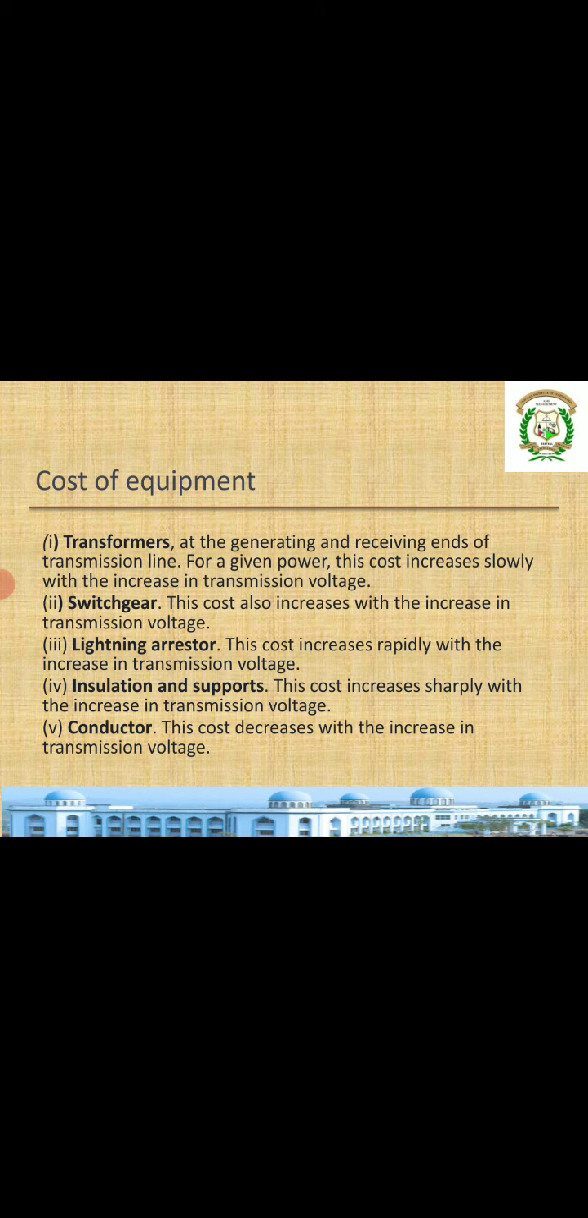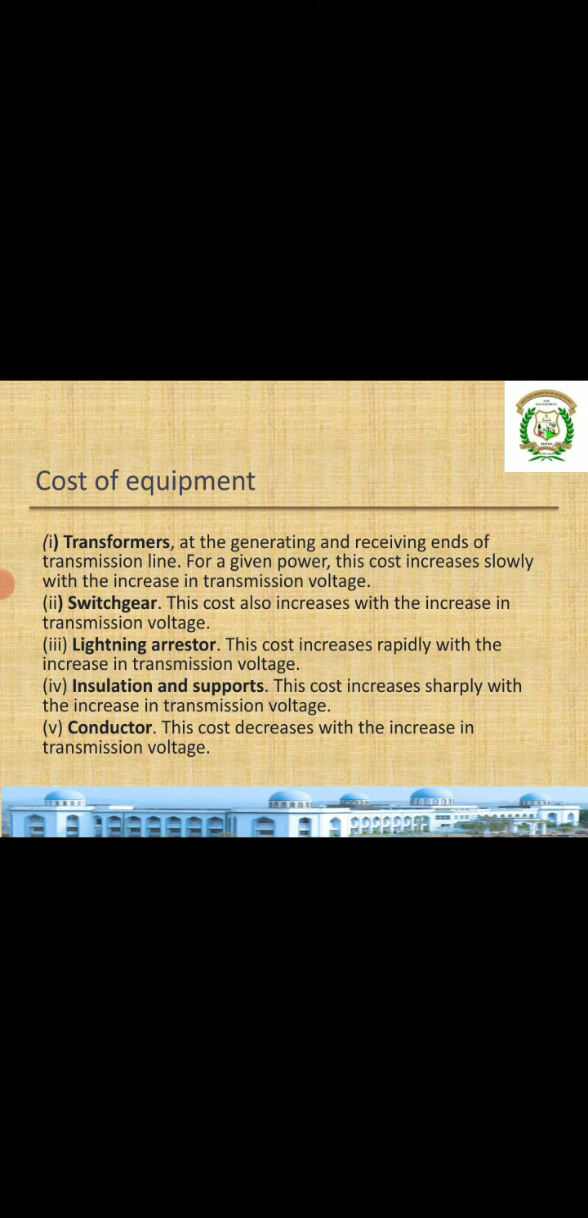Coming to switchgear, the cost also increases with the increase in the transmission voltage. Lightning arrestor is the same thing. The cost of the lightning arrestor increases with the increase in the transmission voltage. Insulation and supports: we know each insulation has its own breakdown strength. So as voltage increases, we need more capacity insulators. So as the voltage increases, the cost of the insulation also increases.